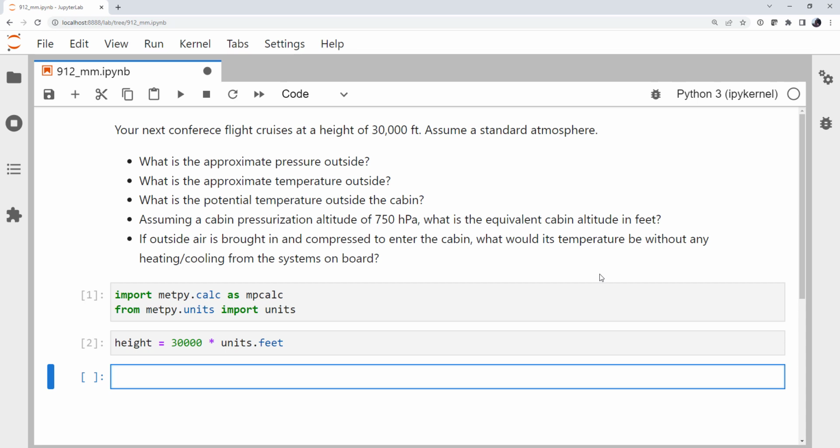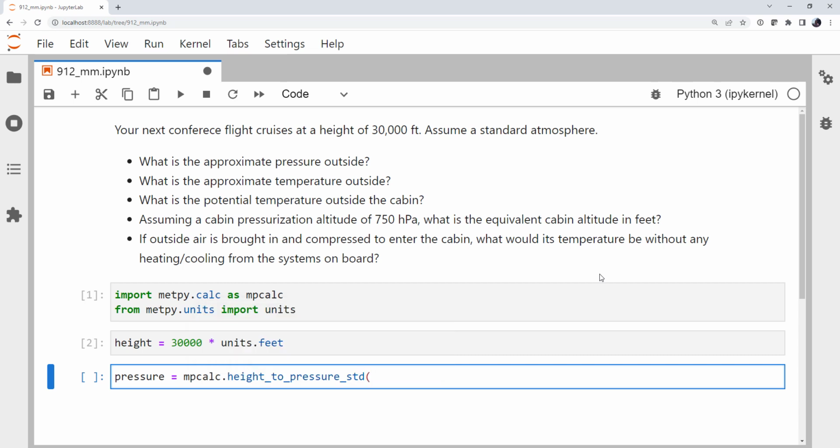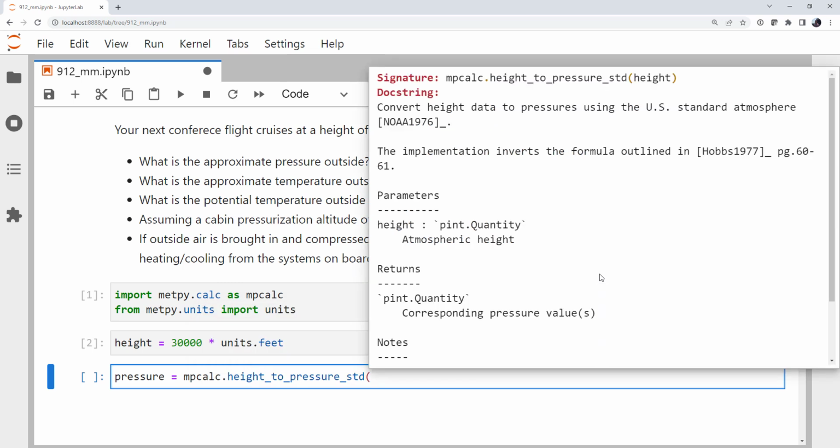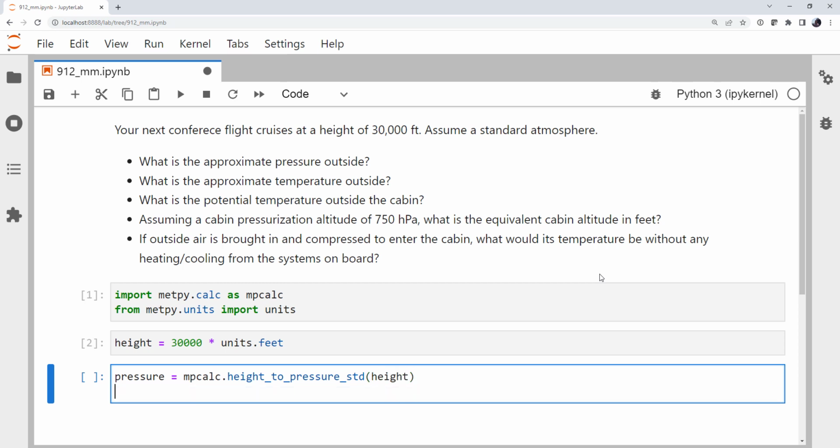So what's the pressure outside the cabin? That's the first question. Well, luckily for us in MetPy, we have a height to pressure standard atmosphere function. And if we look at the documentation, it says it uses the NOAA 1976 standard atmosphere, and we give it a height. So I will pass it my height.